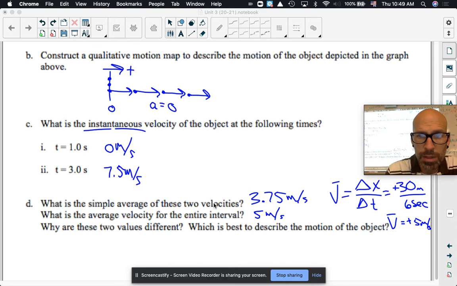Then it says, what is the simple average of those two? Well, 0 plus 7.5 divided by 2 is 3.75 meters per second. That's the average of these two velocities.